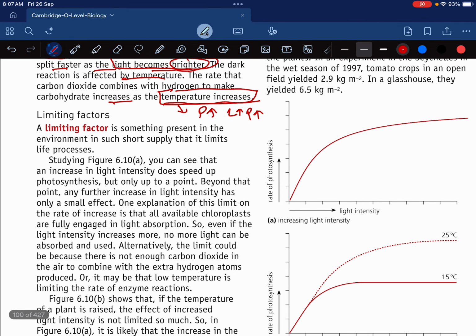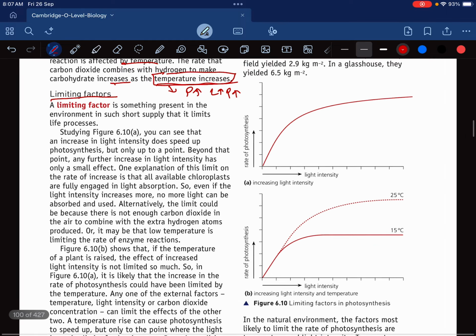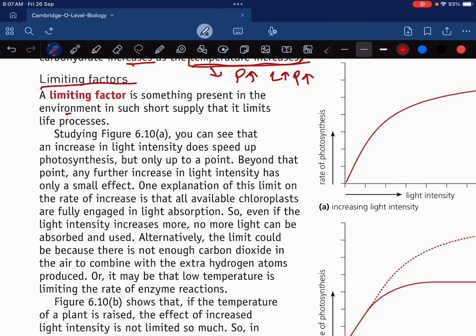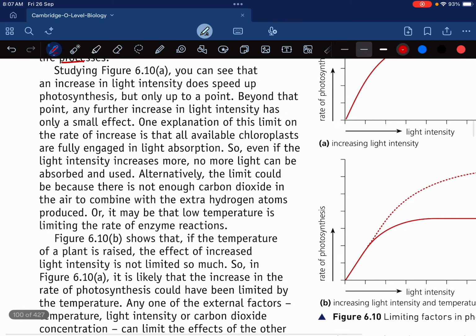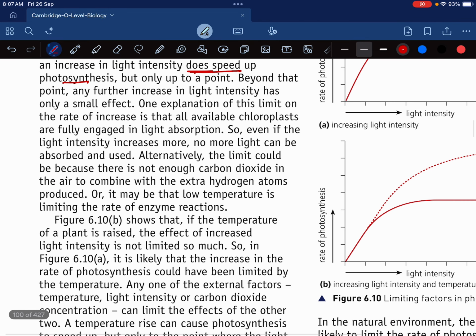Important. Now they're using a very key word over here, limiting factors. A limiting factor is something present in the environment in such short supply that it limits life processes. Studying figure 6.10a, you can see that an increase in light intensity does speed up photosynthesis. It does speed up. Light intensity बढ़ा दी, photosynthesis rate बढ़ गया.